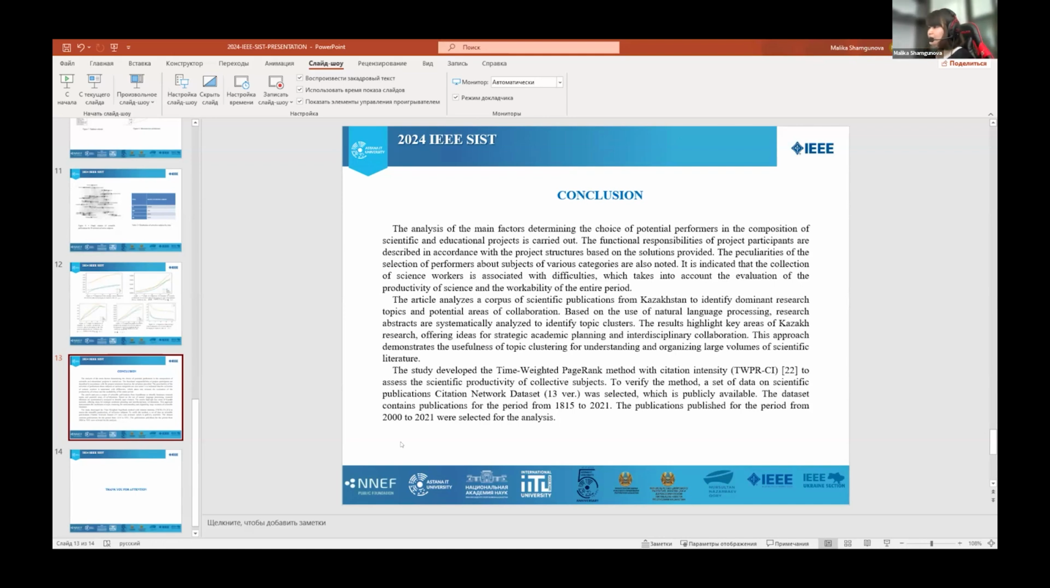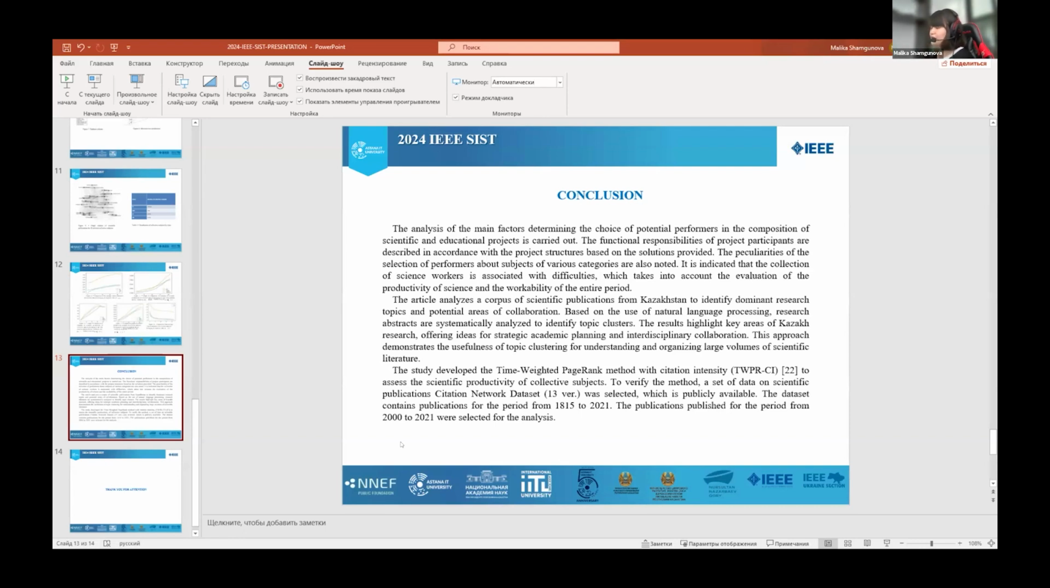Also, we clustered the scientific publications from Kazakhstan, and we identified the dominant research topics and potential areas of collaboration in Kazakhstan. The results highlighted the key areas of Kazakhstani research, and we also developed the time-weighted PageRank method with citation intensity to assess the scientific productivity of collective subjects. To verify this method, we selected the data from the citation network dataset, and this is publicly available.